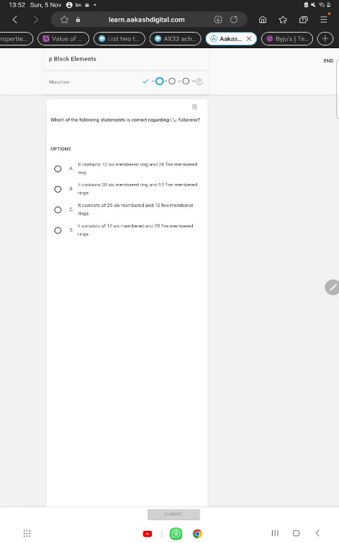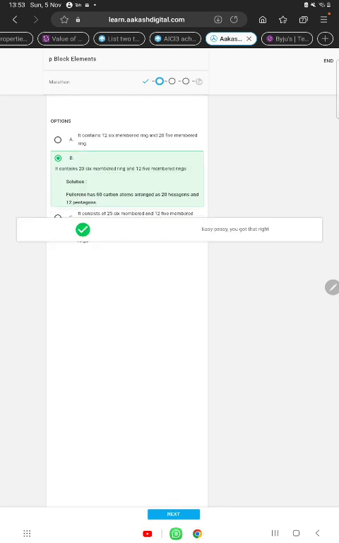Which of the following statements is correct regarding C60 fullerene? It contains 12 six-membered rings and 20 five-membered rings. No. It contains 20 six-membered rings and 12 five-membered rings. See, I pick up the correct one. Fullerene has 60 carbon atoms arranged in 20 hexagons and 12 pentagons.